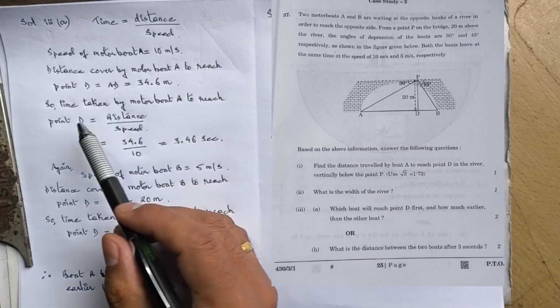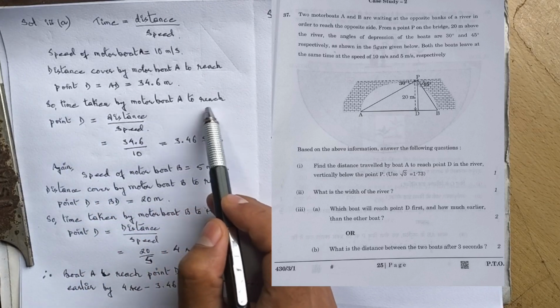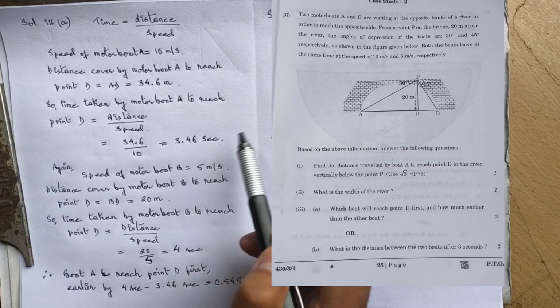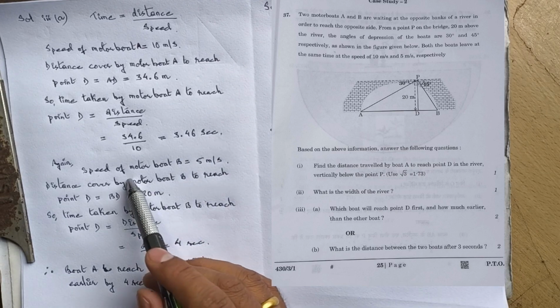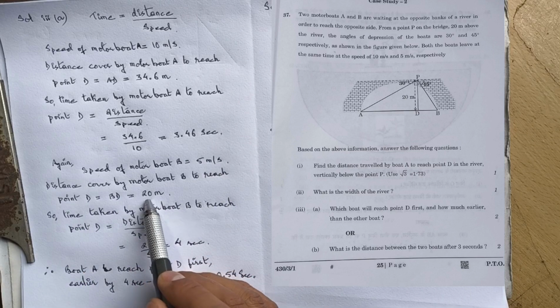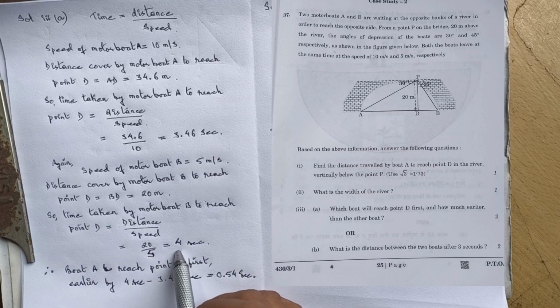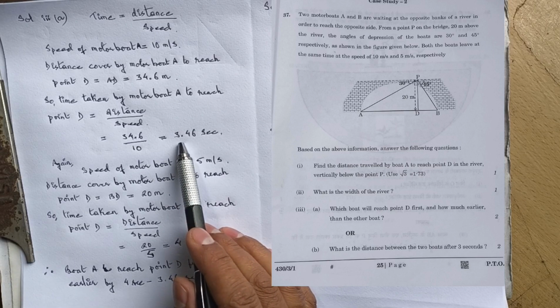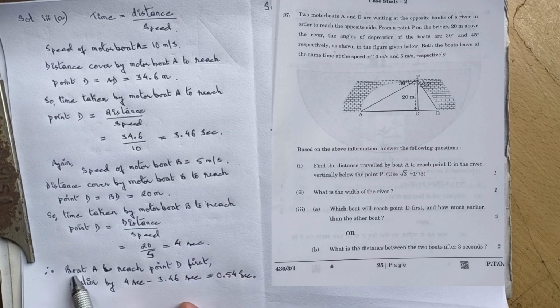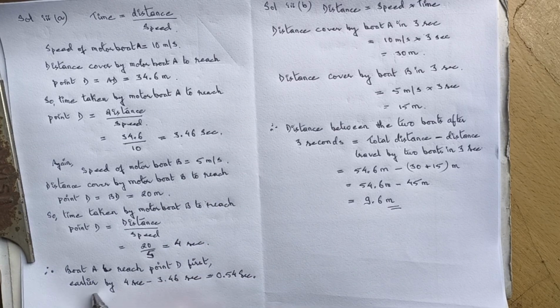Now using this formula, the time taken by motorboat A to reach the point D is distance by speed, so the time is 3.46 seconds. Again, the speed of motorboat B is 5 meters per second. The distance covered is 20, so the time taken is 4 seconds. Now we clearly see that boat A reached point D first, earlier by 4 seconds minus 3.46 seconds, that is 0.54 seconds.